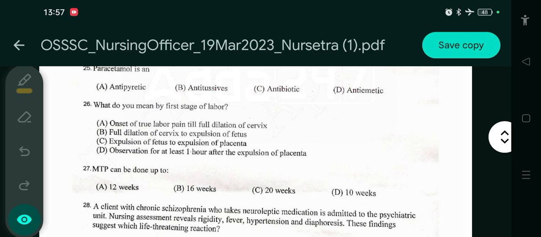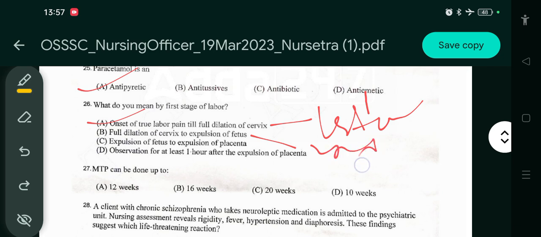But the question is asking about the first stage of labor, so the correct answer here is option A, onset of true labor pain till full dilation of cervix. Option B, full dilation of cervix to expulsion of fetus, is the second stage of labor. Option C, expulsion of fetus to expulsion of placenta, is the third stage. And option D, observation for at least 1 hour after expulsion of placenta, is the fourth stage of labor. So here option A is correct.